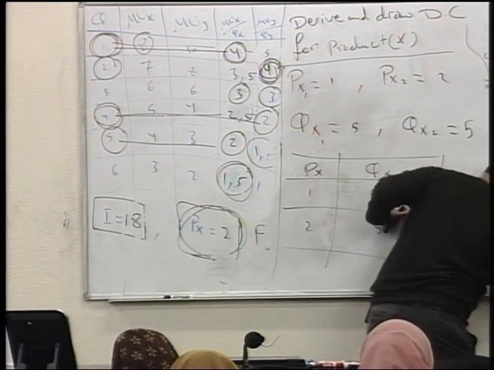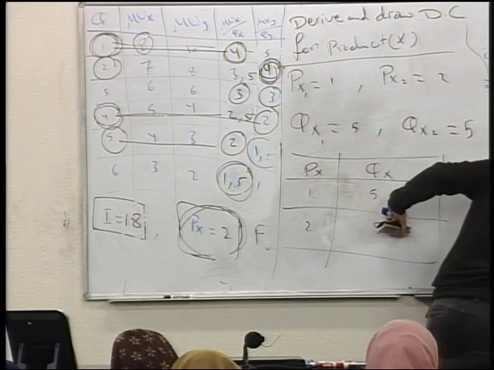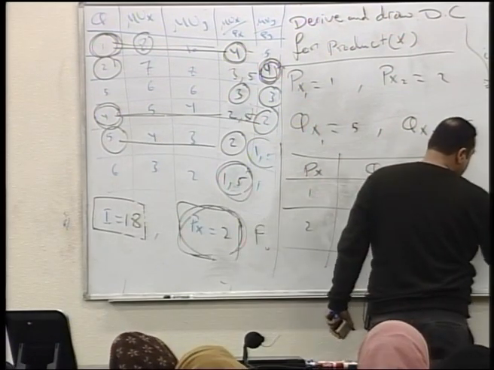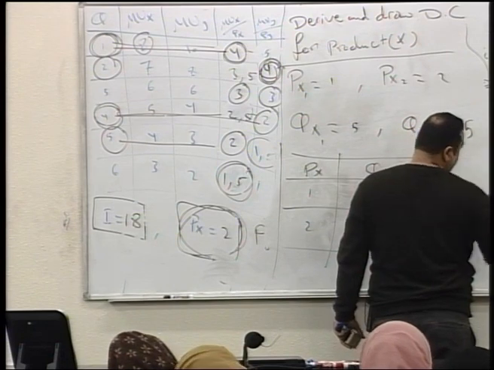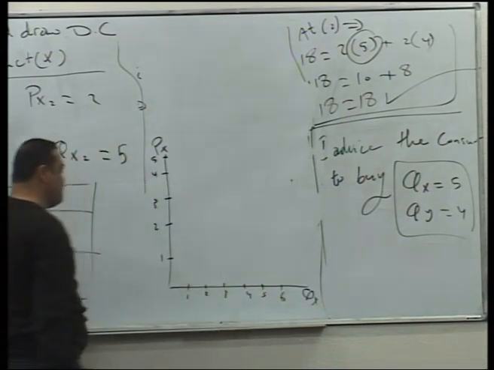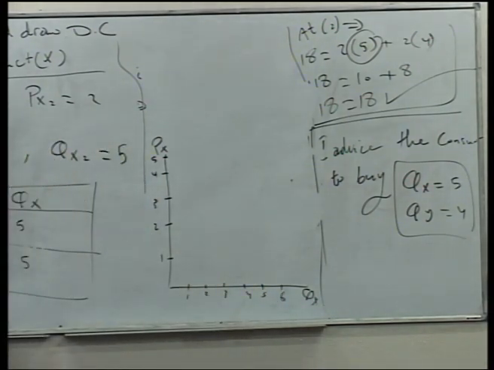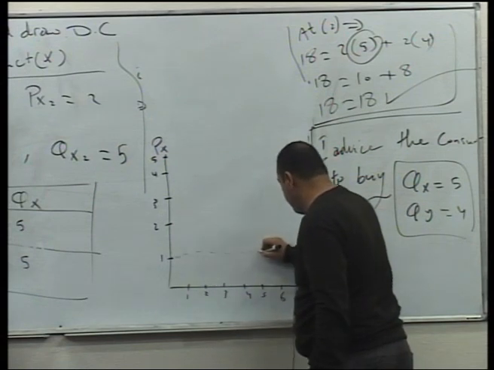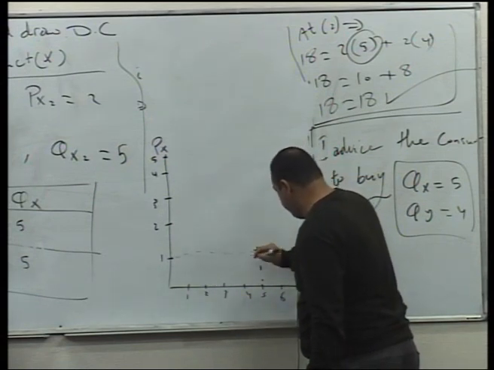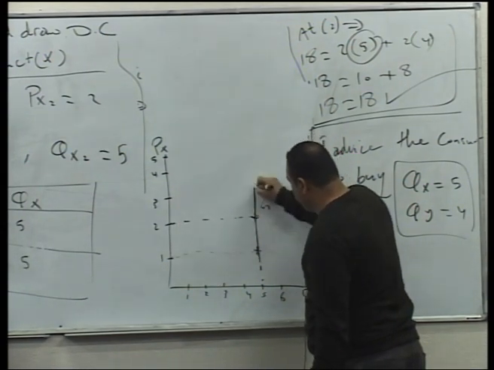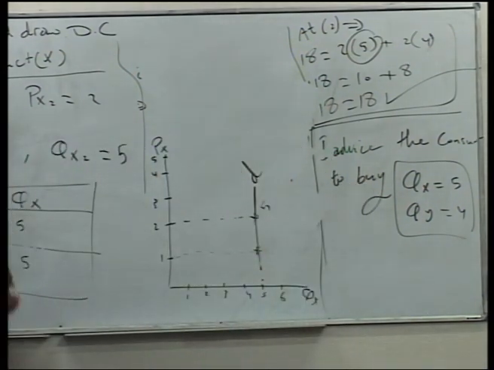This is the demand curve here. Price of X, quantity of X. Prices 1, 2, 3, 4, 5. Quantities 1, 2, 3, 4, 5, 6. At a price equals 1, how much is quantity of X? 5. At 2 here, quantity equals 5. This is the demand curve here. Perfectly inelastic, like the demand for insulin here.